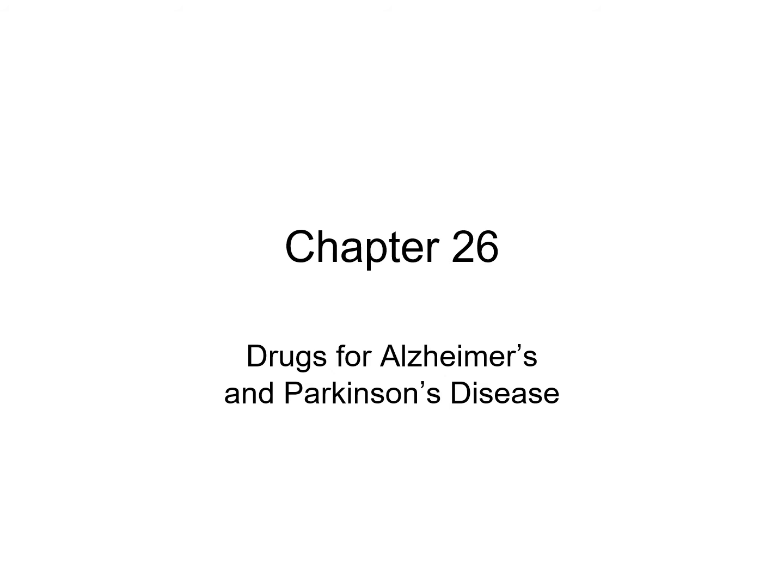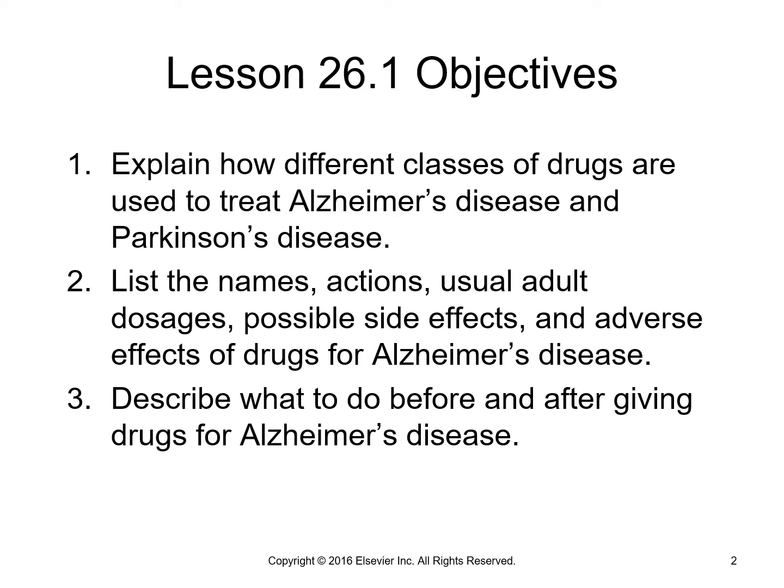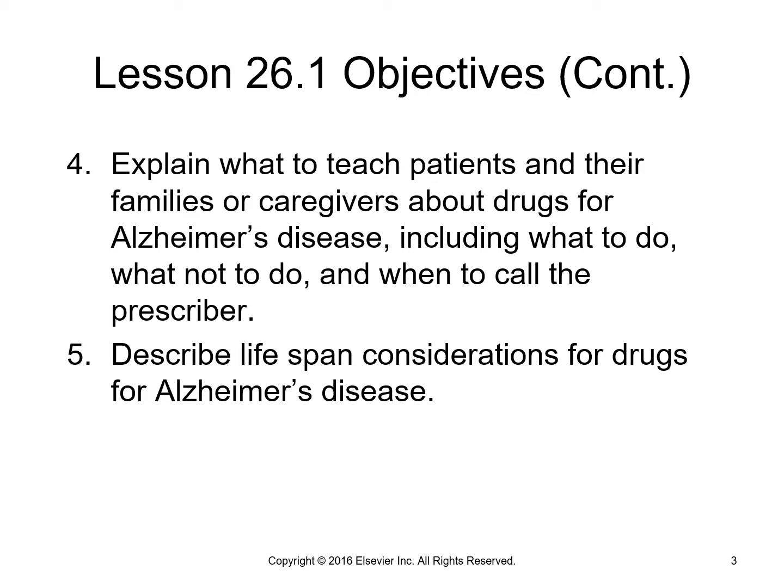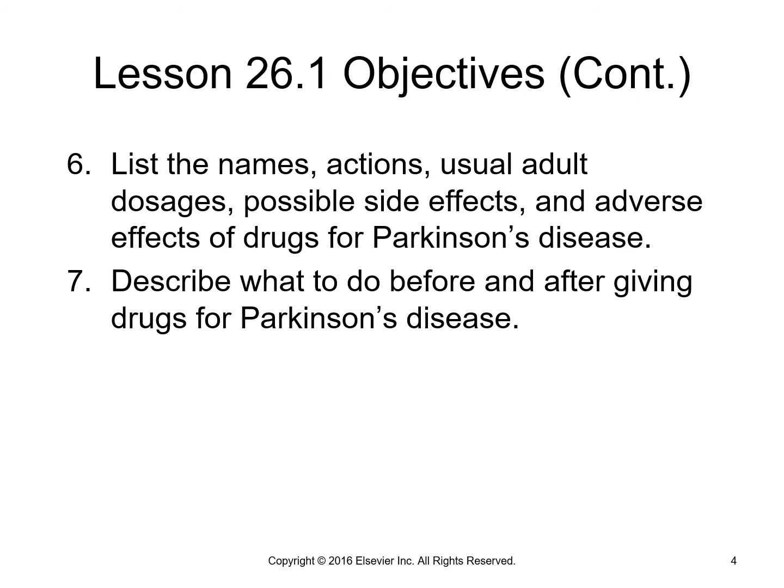In this chapter, we will be talking about drugs for Alzheimer's and Parkinson's disease. Lesson objectives for this class: we will be talking about drugs that are used to treat Alzheimer's disease and Parkinson's disease. List out the names, effects, side effects, and adverse reactions or adverse effects of the drugs for these conditions. What to do before and after giving the medications. What to do, what not to do, and when to call the doctor, and lifespan considerations as well.